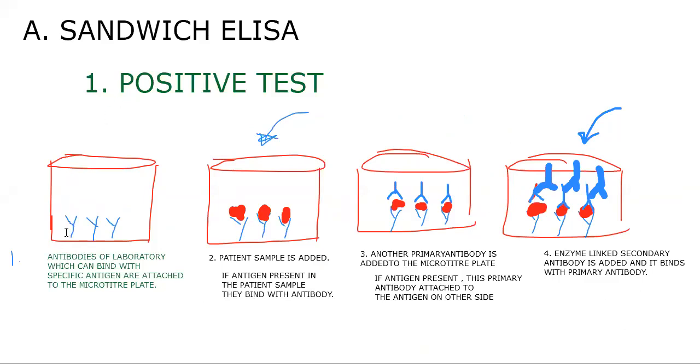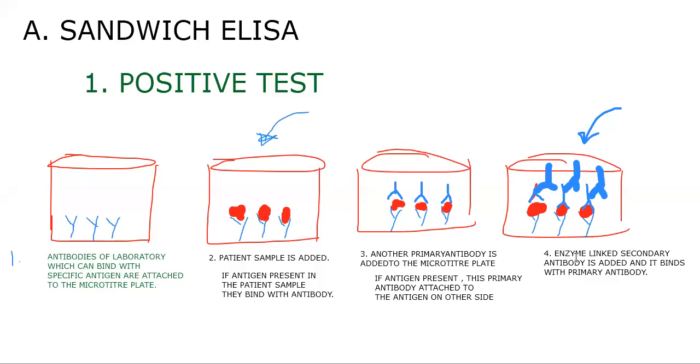The positive test in case of sandwich ELISA. Antibodies of the laboratory which can bind with a specific antigen are attached to the microtiter plate. There you can see. Then the patient sample is added. If antigen is present in the patient sample, it binds with the antibody. Next, the diagram number 3. Another primary antibody is added to the microtiter plate, and the primary antibody attaches to the antigen on the other side. That means the antigen is multivalent, you should understand.